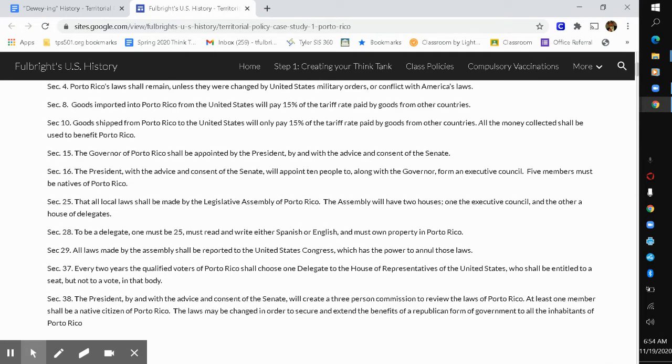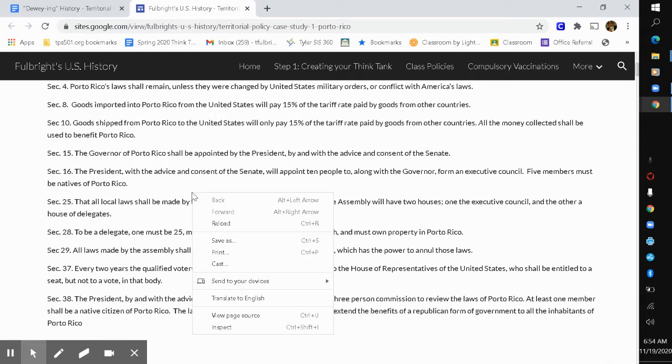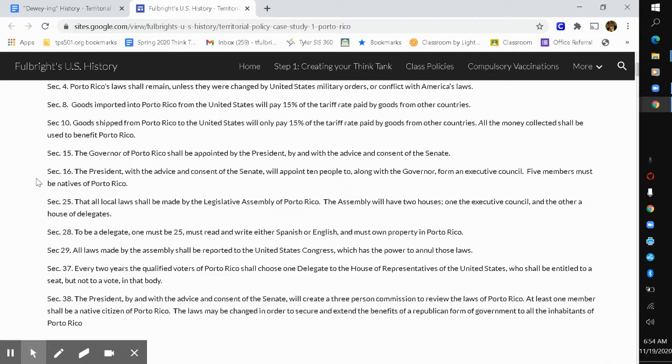Section 15. The governor of Puerto Rico shall be appointed by the president, by and with the advice and consent of the Senate. How do we pick the governor where we live? The people vote, right? Who's going to pick the governor of Puerto Rico? Does that sound fair? Is that different?